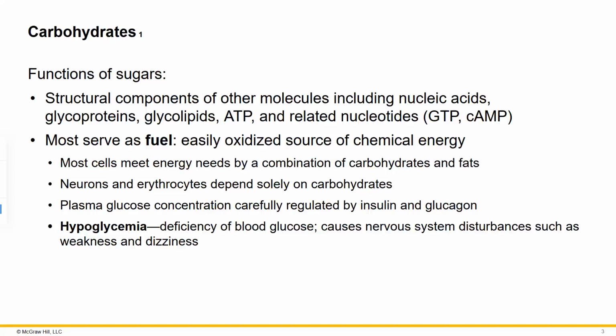Hypoglycemia, another one of those big words that you can break apart. Hypo means not enough or too little, and glycemia is talking about the glucose levels of the blood. So hypoglycemia, you don't have enough glucose in the blood. In other words, a deficiency of blood glucose. It causes nervous system disturbances such as weakness and dizziness.